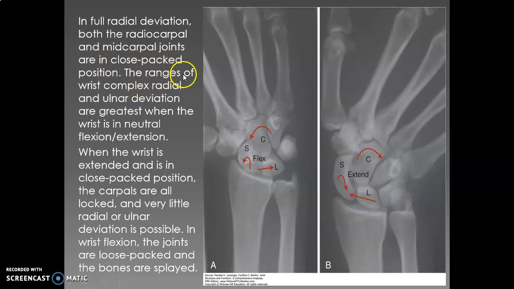So in full radial deviation, both the radiocarpal and the midcarpal joints are in the closed-packed position. The ranges of wrist complex radial and ulnar deviation are greatest when the wrist is in neutral flexion-extension. That means that the ranges of radial and ulnar deviation are greatest when the wrist is in neutral. If you put the wrist into flexion and try to do radial and ulnar deviation, you will not get it. What you will get is supination and pronation.